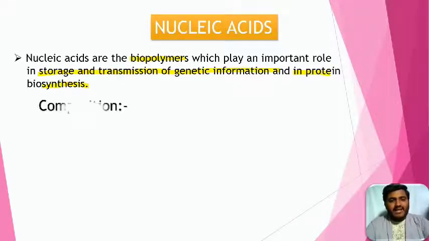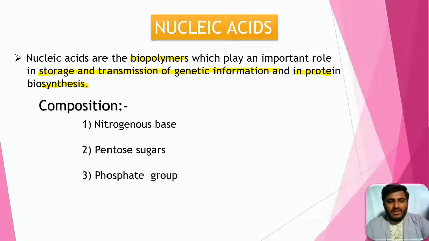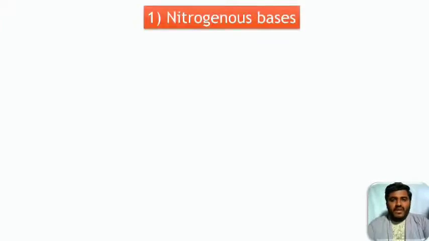Nucleic acid is made up of three components: nitrogen base, pentose sugar and phosphate group. We will study them one by one, first starting with the nitrogenous base.